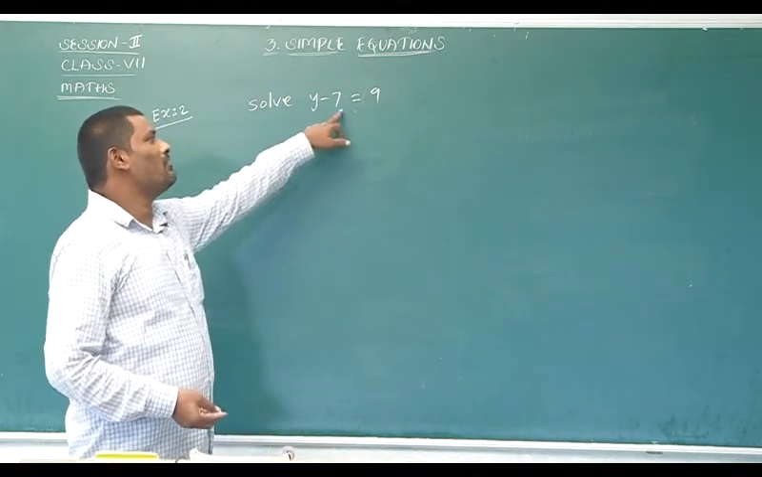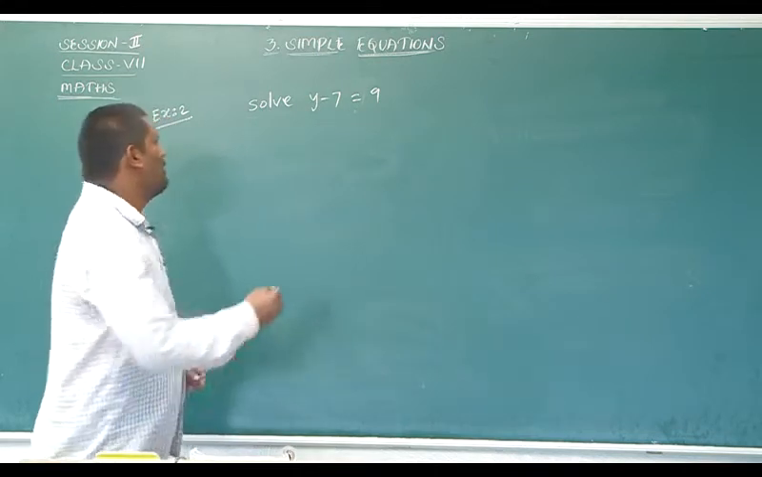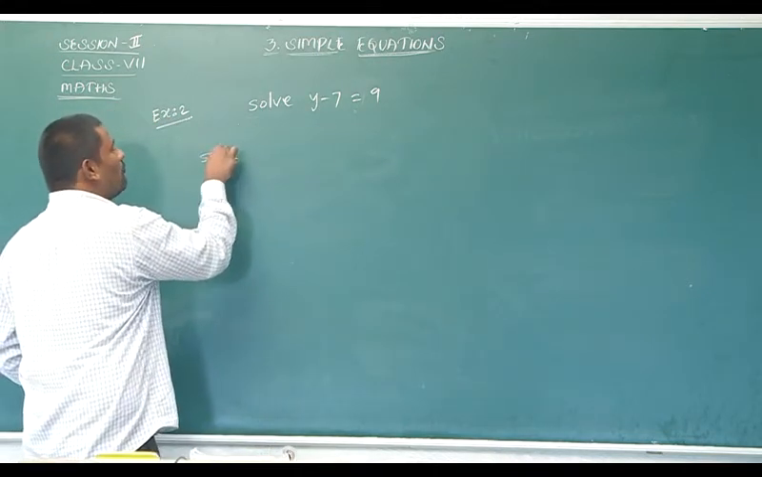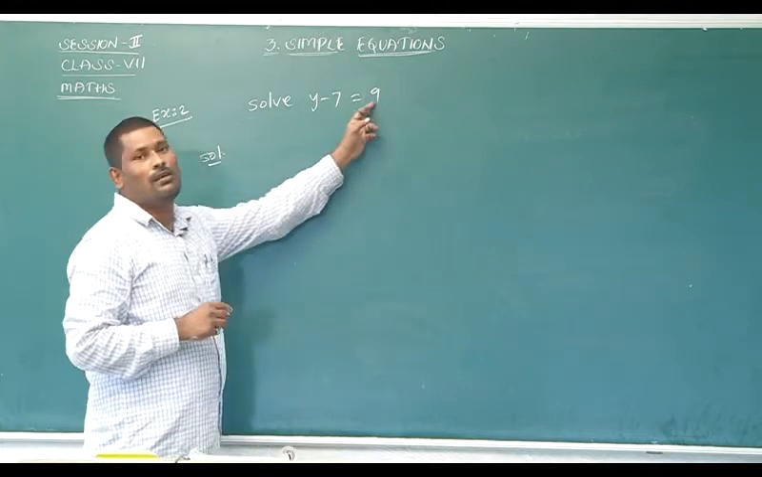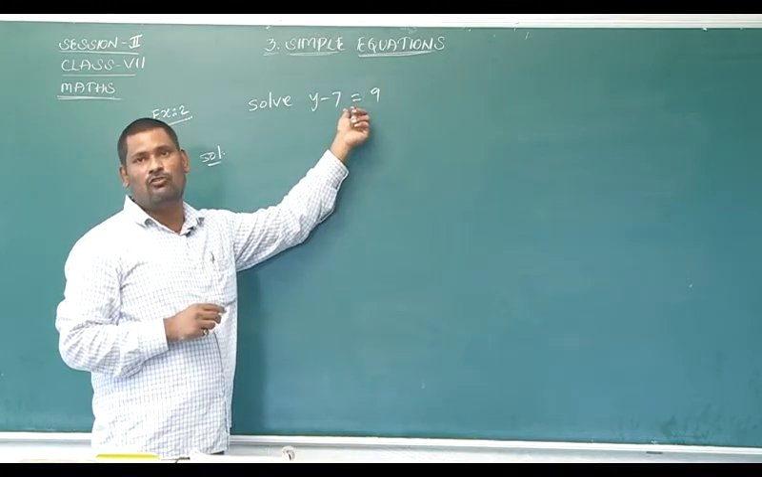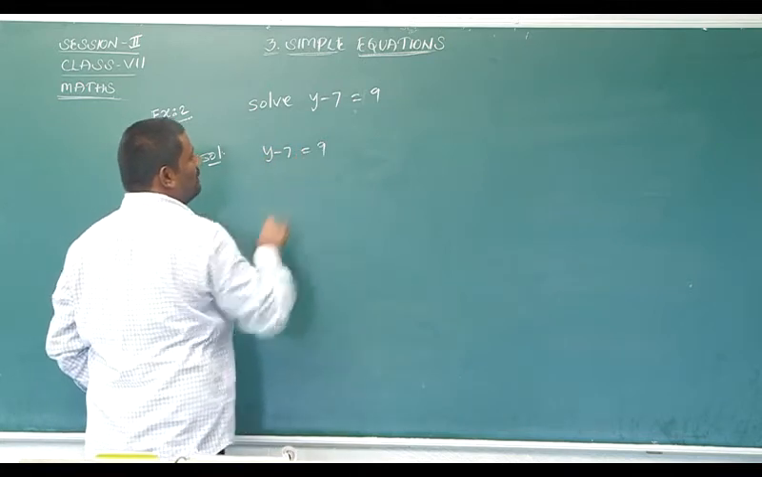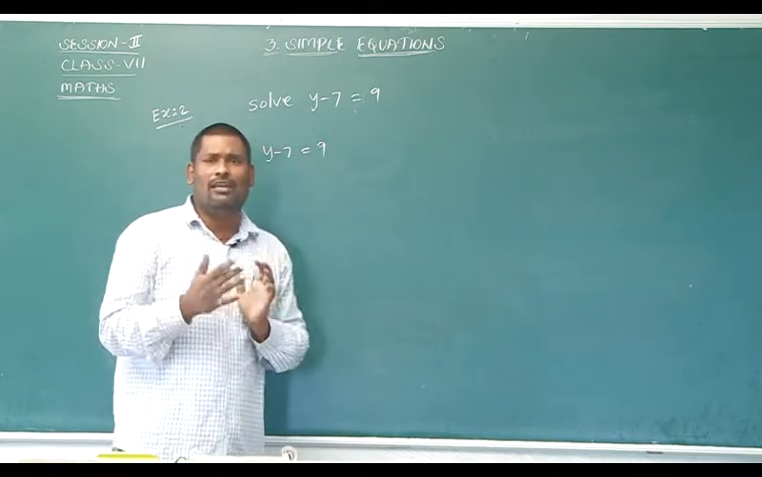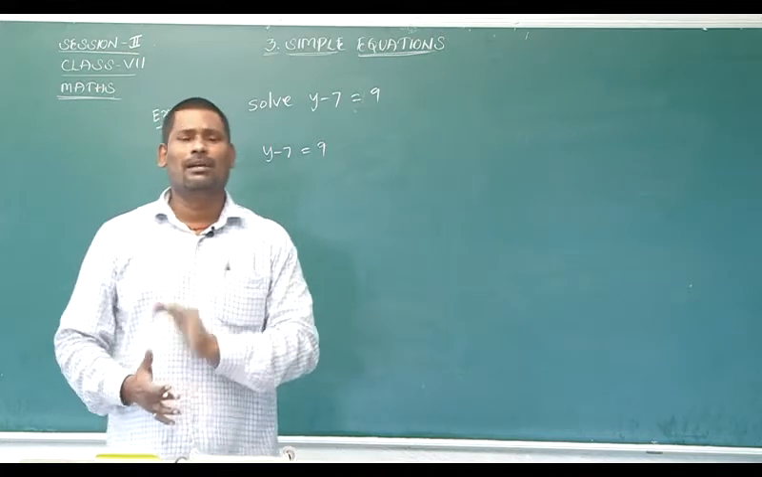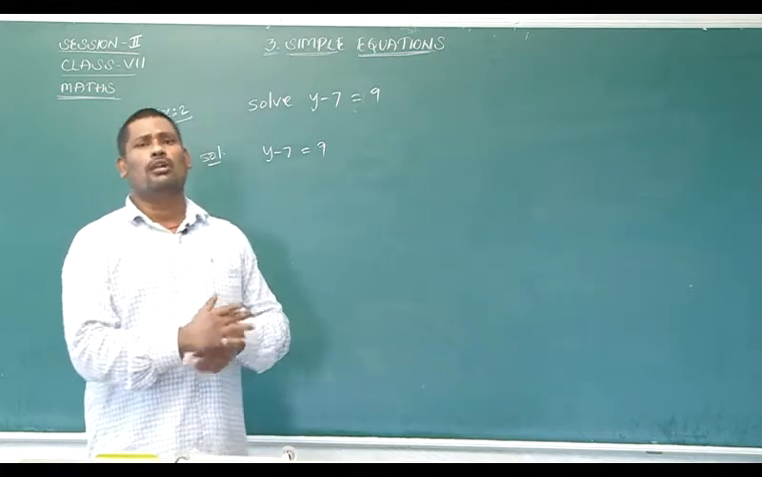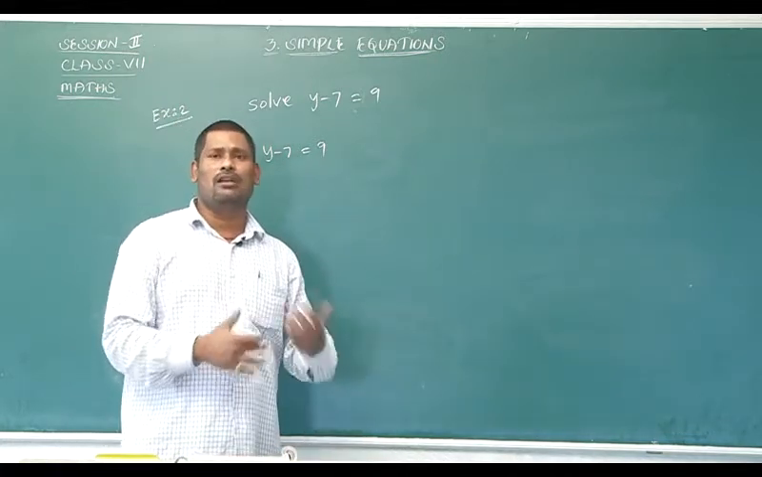So y minus 7 equal to 9 is given to us. We need to find y. Here, what is the variable? The variable is y. We need to find the y value here. So y minus 7 equal to 9. I want to keep only the y variable on the left hand side. All the remaining numerals I want to take to the right hand side, or else I want to remove them.